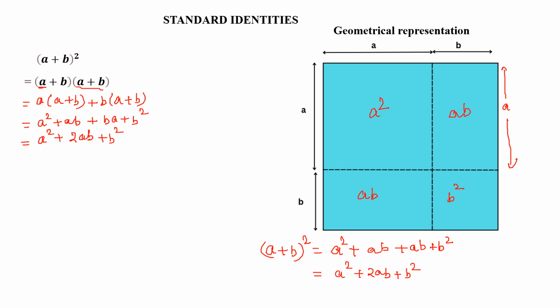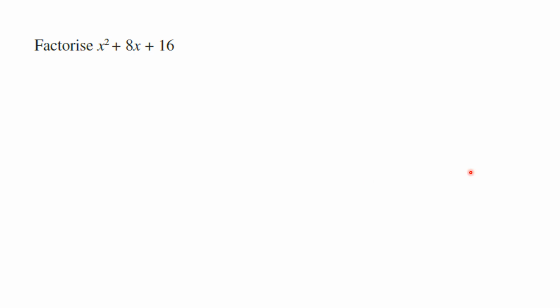So this is the geometrical representation of the identity (a + b) whole square. Now let's factorize x² + 8x + 16. So x² I can write as (x) whole square. 16 I can write as 4².